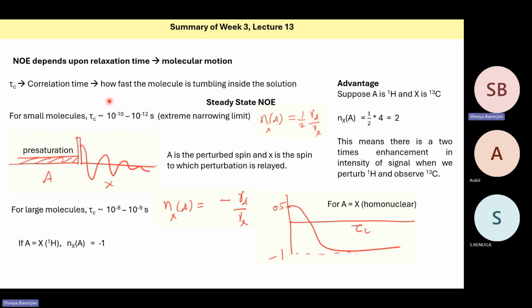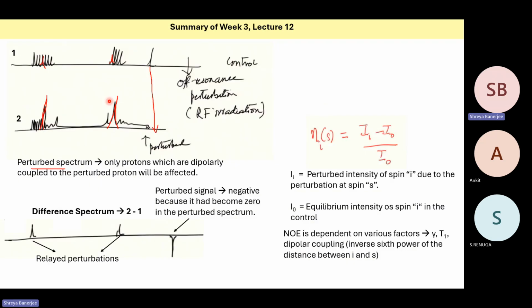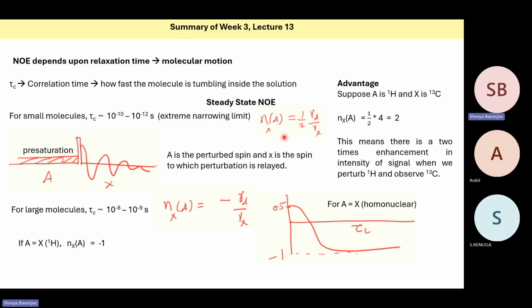So in the previous slide, we were defining this as I and S. So here we can write this as NIS. So S or A is the one you are directly perturbing, and I or X is the one where the perturbation has been transferred. In terms of gyromagnetic constant, it can be written as half gamma A by gamma X for small molecules.